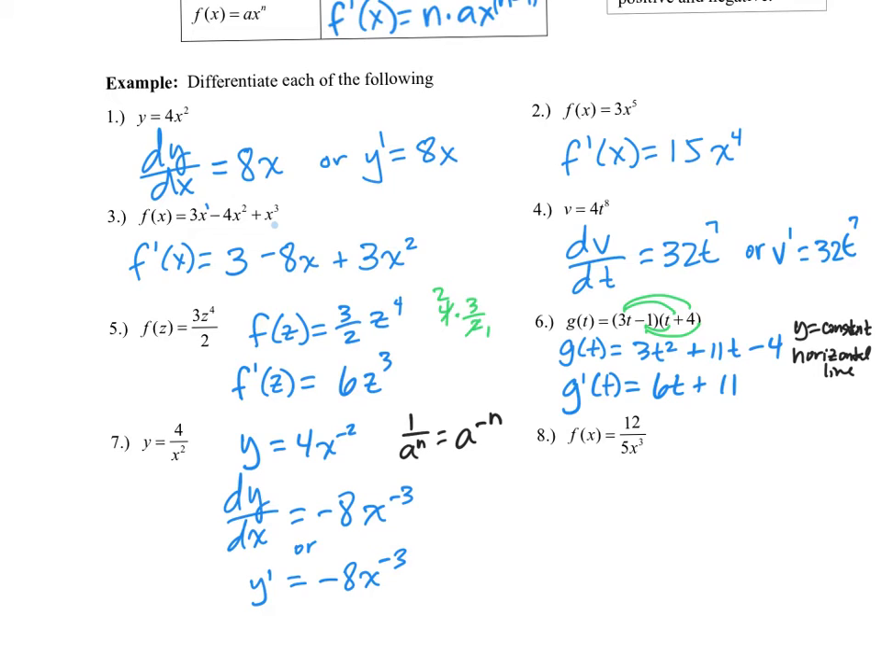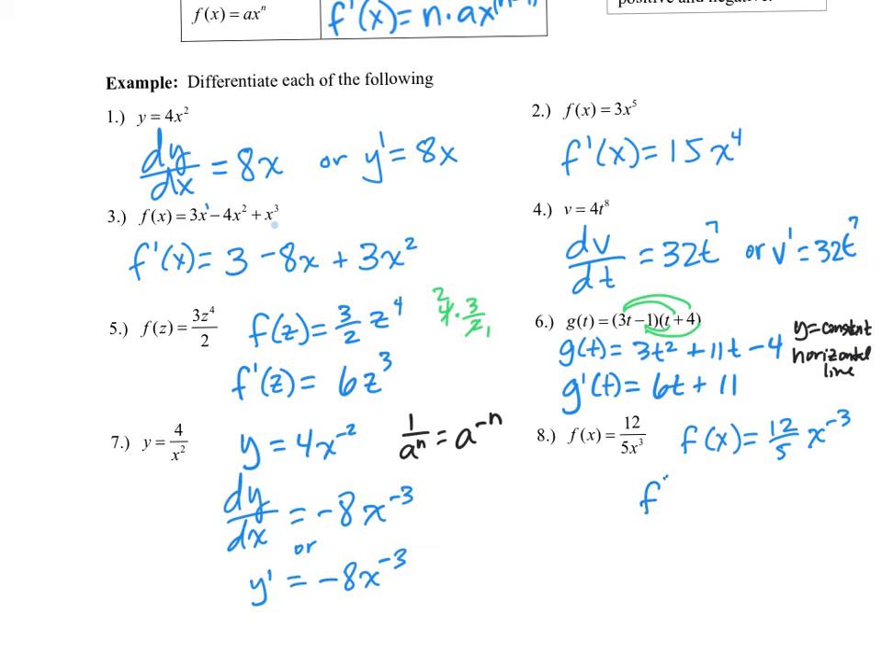Okay, so let's do one more. I'm going to rewrite number 8. I'm going to rewrite it as f of x equals 12 fifths, that's our coefficient, times x to the negative third. Now, remember this exponent of 3 only applies to the x. It has nothing to do with this 5, okay? So that means I'm going to take this x to the third and move it up to the numerator and call it x to the negative third.